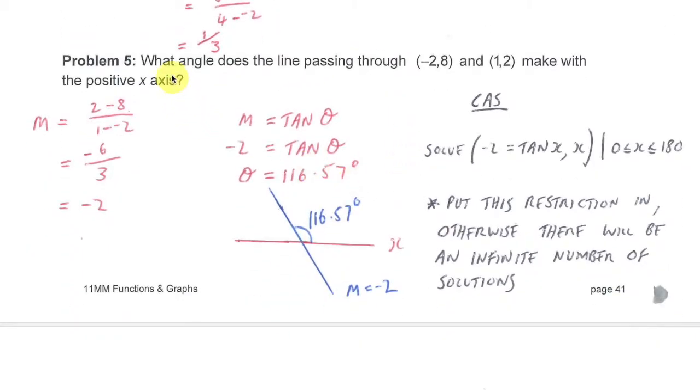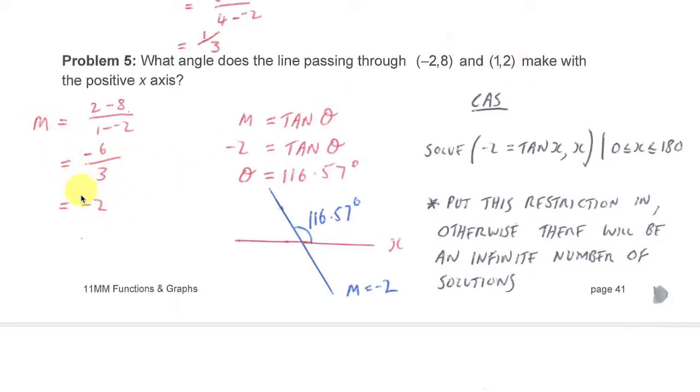In problem 5, what angle does the line passing through (-2, 8) and (1, 2) make with the positive axes? This is going to be based on this fact here: the gradient will equal tan theta. Right? That's the underlying principle behind this. So, with those two given points, I can easily calculate the gradient.